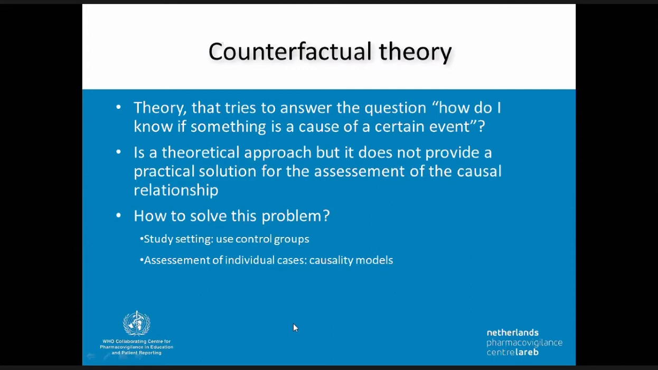In terms of trying to prove that a drug actually caused a reaction, you can use control groups, and you can also assess individual cases.